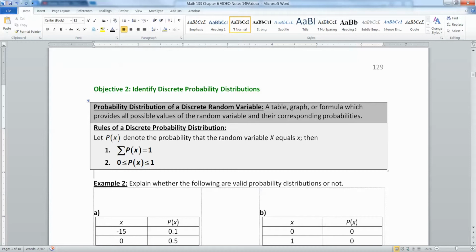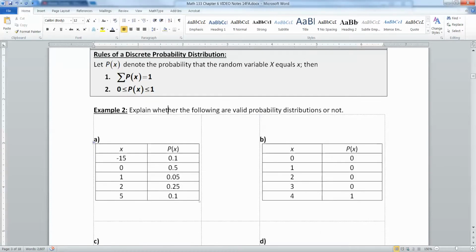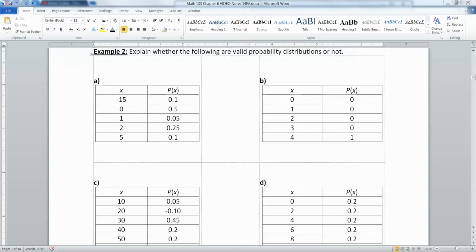Now, the rules for the probability distribution are the same that we learned in chapter 5, namely the sum, that's what that capital Greek sigma means, the sum of all the probabilities must be 1, and every probability must be between 0 and 1, otherwise it's not valid. So now we have to look at these probability distributions and determine whether or not they are valid.